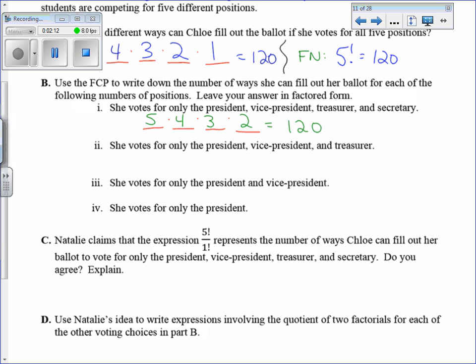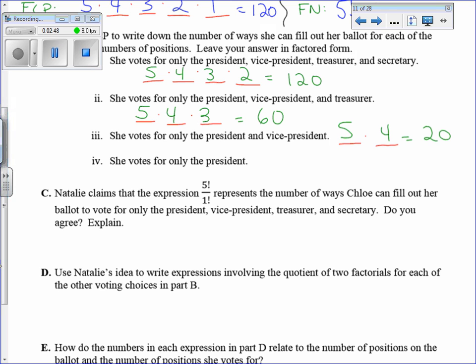If she only votes for 3 people, so president, vice president, treasurer, but there's still 5 people running, then she's got 5 choices for president, 4 choices for vice president, 3 choices for treasurer, the last 2 choices. So then that's 5 times 4 is 20 times 3, so that's 60. Or she might only vote for president and vice president. So there'd be 5 choices for president and 4 for vice president, which gives 20 different ways she can vote.